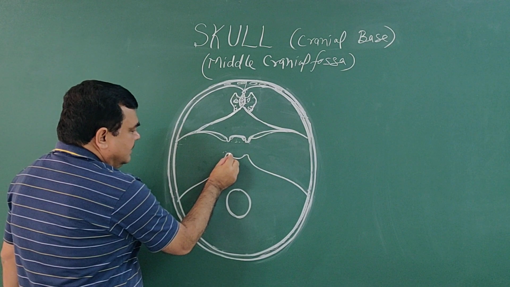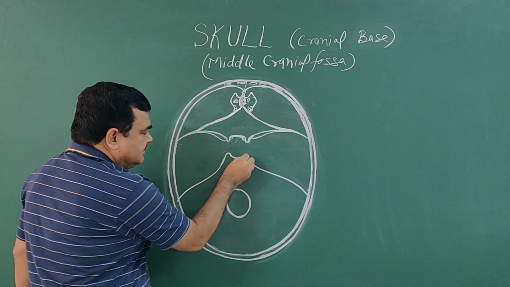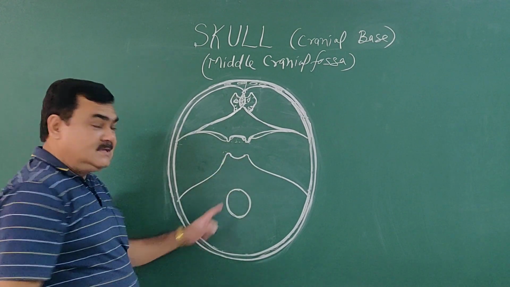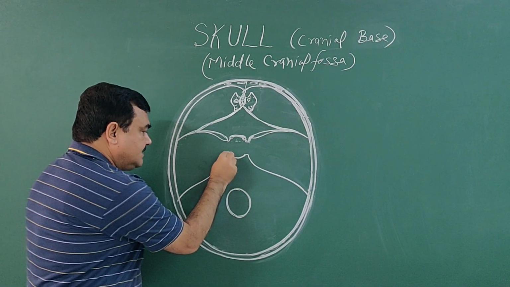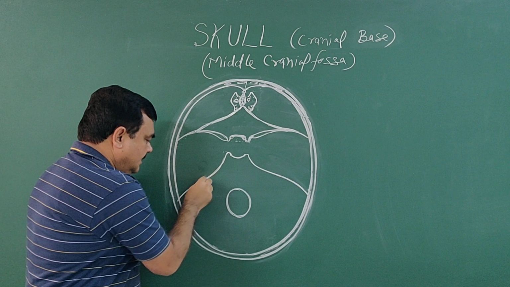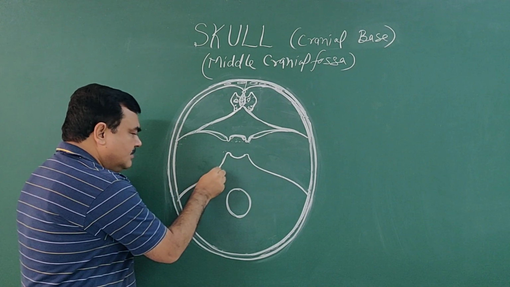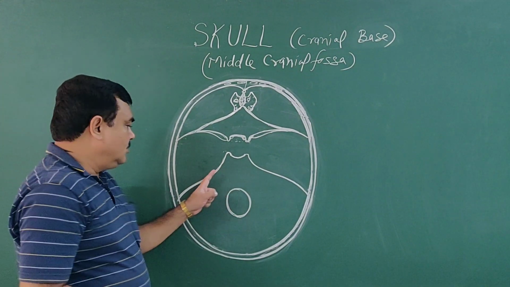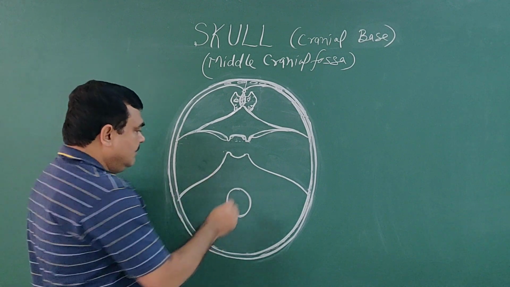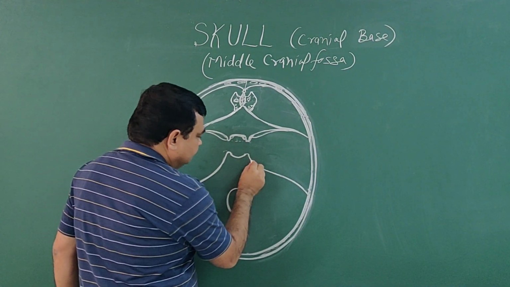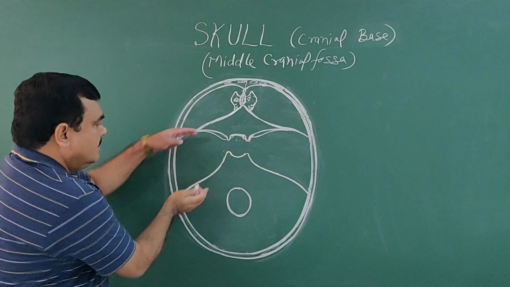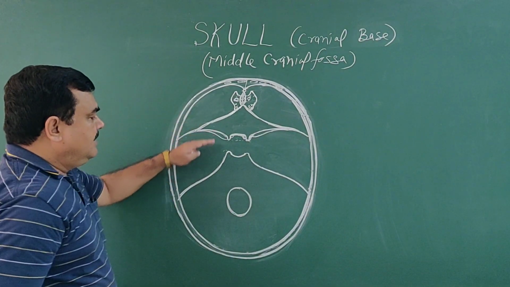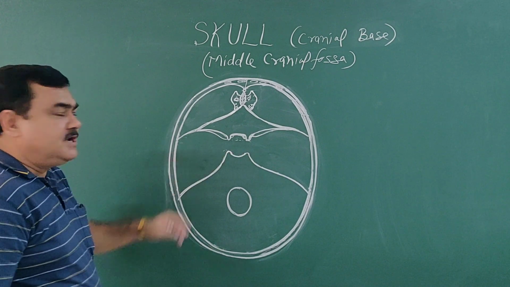And posteriorly, this is the dorsum sellae, the posterior clinoid process, and this is the superior edge of the petrous temporal bone, or the superior border of the petrous temporal bone. So this is the anterior boundary, and this is the posterior boundary.